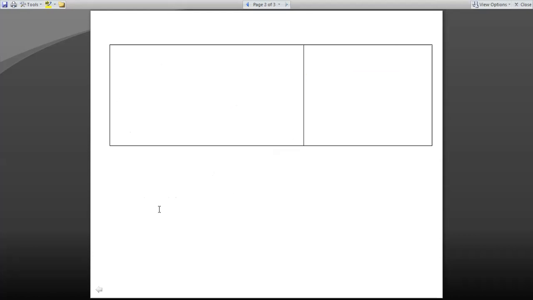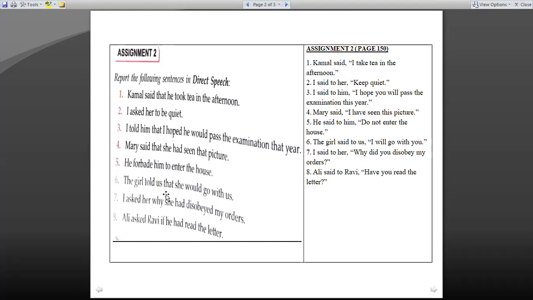Sixth one, the girl told us that she would go with us. The answer is, the girl said to us, comma, inverted commas open, I will go with you, full stop, and close the inverted commas. Seventh one, I asked her why she had disobeyed my orders. The answer is, I said to her, comma, inverted commas open, why did you disobey my orders? Question mark and close the inverted commas.